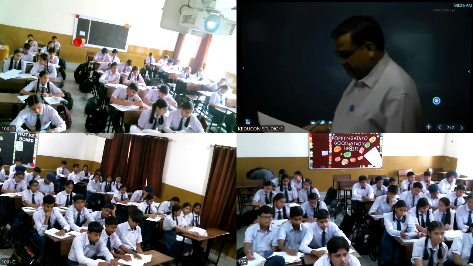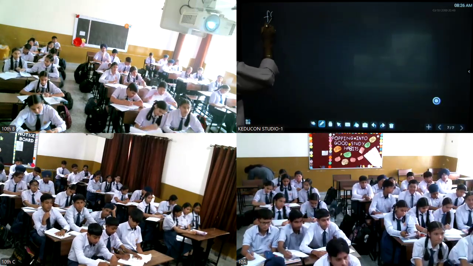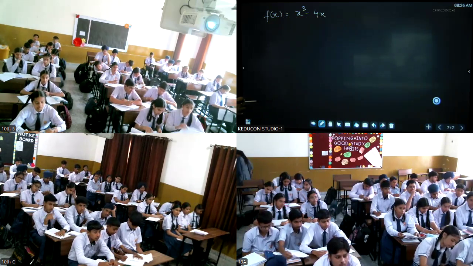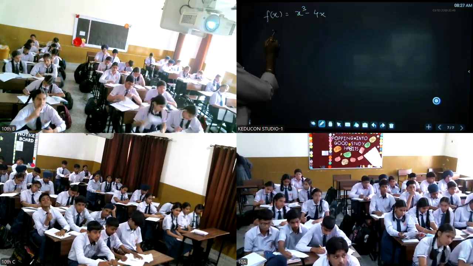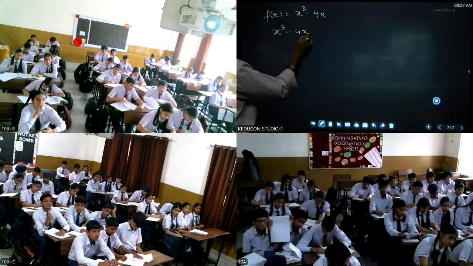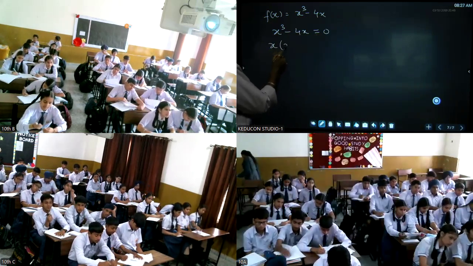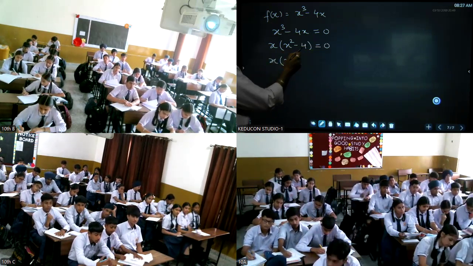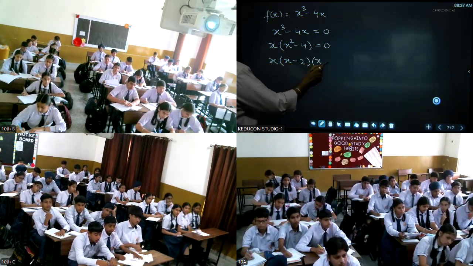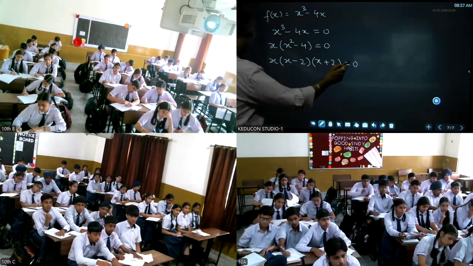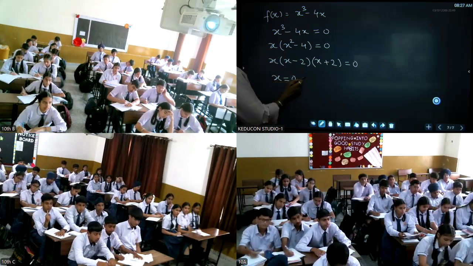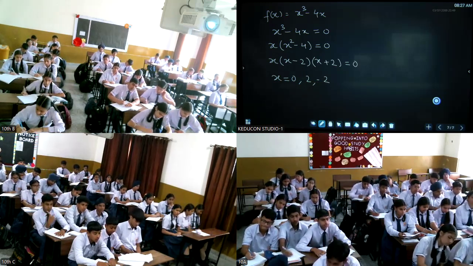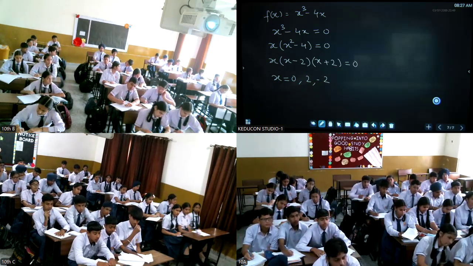Yes, students, the polynomial is given, x cube minus 4x. Can you find out its zeros? Students, to find out zeros, make it equal to 0. Take x common. So you can factorize it using the identity. So you have 3 zeros. Right? So this graph will pass through these 3 points. The graph of the polynomial cuts the x-axis at 3 different points.